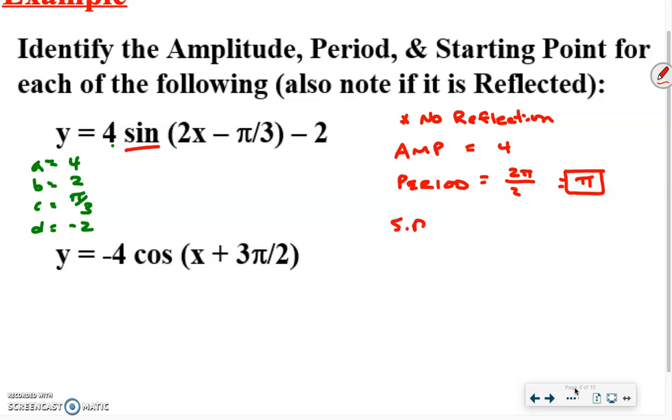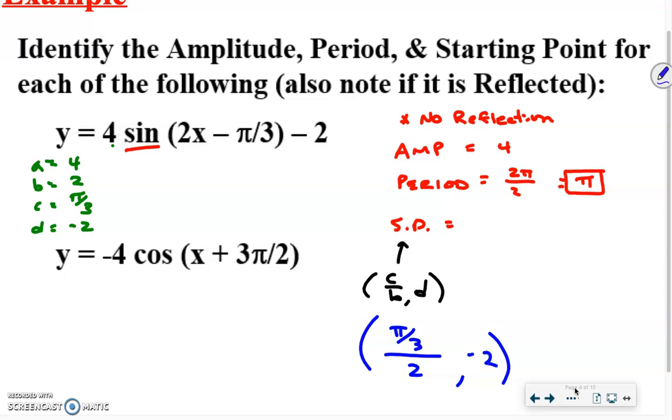Starting point, I believe, is the other thing that we were asked to identify. So remember, off to the side here, what starting point is all about, if you need to see it again, c over b, comma d. So we are creating an ordered pair. So when we put c, pi over 3, over b, which is 2, and then I'm going to put that next to d, which is negative 2. We have some cleaning up that has to happen there.